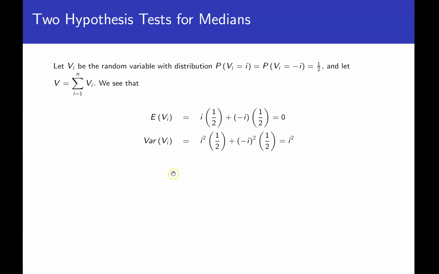All right, so what about the variance of v sub i? Well, this is easy to compute. We do the expected value of x squared, if you will, and the x is the i here. i squared happens half of the time. Negative i squared happens half of the time. We just get i squared. We don't need to subtract off anything here because, again, the expected value is 0. So this really is just the variance. The variance is the expected value of x squared in this case, or the expected value of v sub i squared.